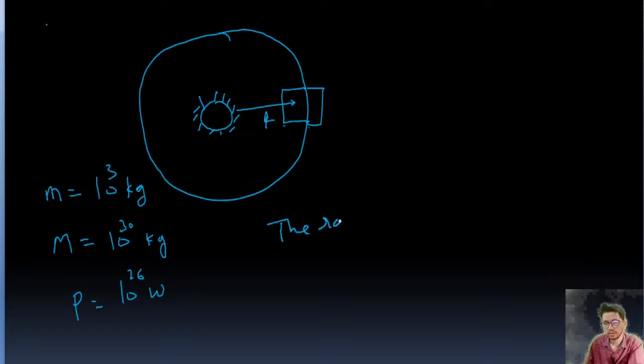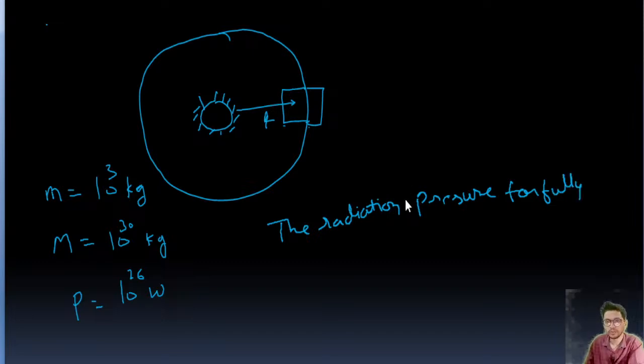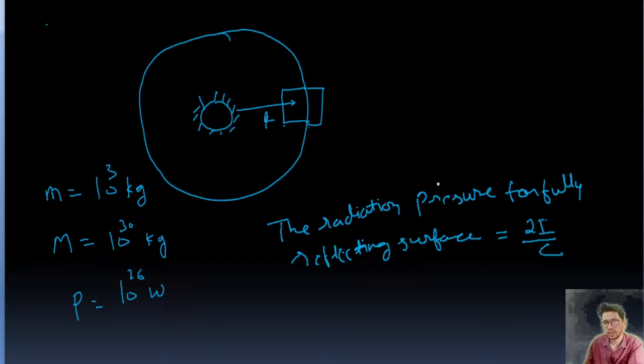So the radiation pressure for a fully reflecting surface is equal to 2I upon c. In case of complete absorption, the radiation pressure is I upon c. And now we know intensity I is power upon area.